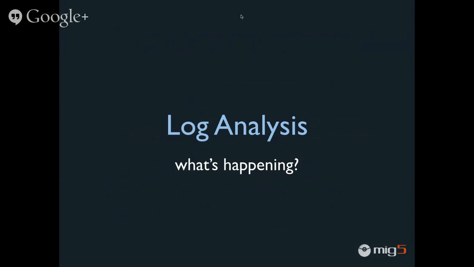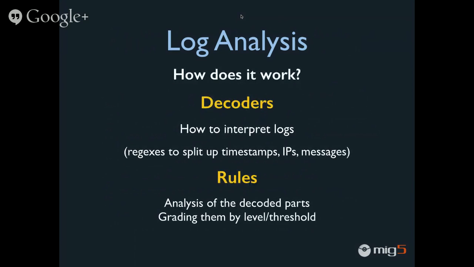So, log analysis, what's actually happening? The way it works is through two systems, decoders and rules. All sorts of programs on your servers log in different ways. Their log messages look different. They might structure, whether they have timestamps or whether they include IP addresses and so on, differently, unfortunately. It'd be nice if we could standardize on this sort of thing, but in order to make OSSEC effective, it needs to understand different types of logs.